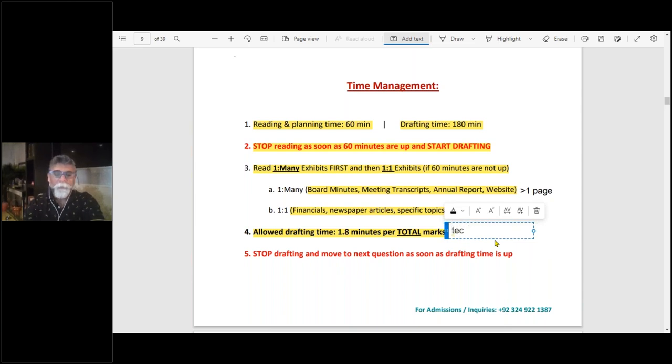Technical marks plus professional marks is equal to total marks. That's why, if the question has 8 technical marks and 2 professional marks, the total marks is 10. So 18 minutes you have to allocate.